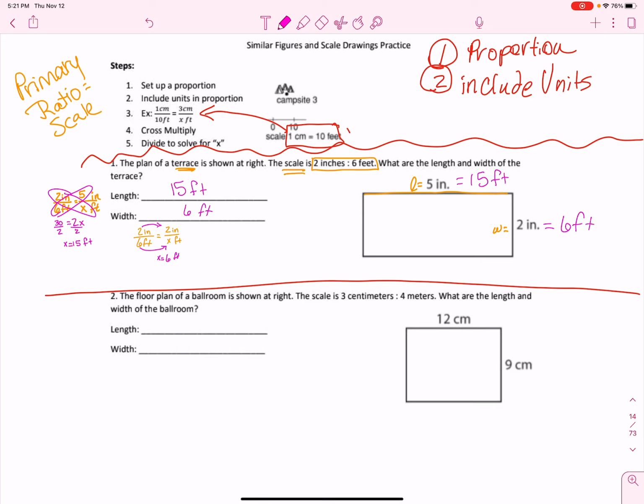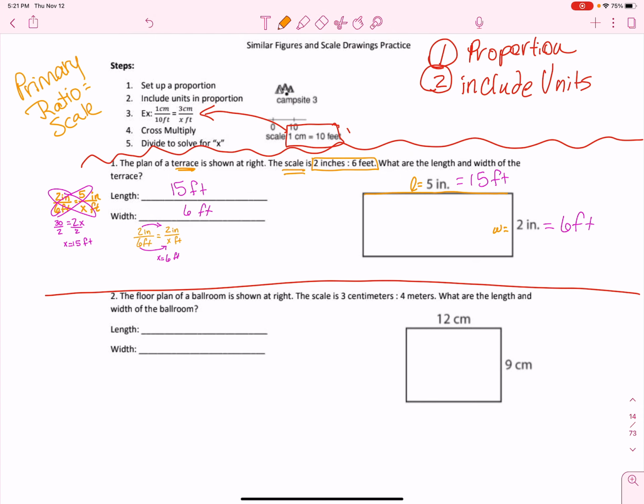Now, if I wanted to know the area of that rectangle, I know that's not the topic we're on, but could I find the area of that porch, of that terrace? How do I find the area of a rectangle? Length times width. So I could actually find area of that rectangle either in the drawing or the actual rectangle, the actual terrace. Good. All right, let's look at the next one.